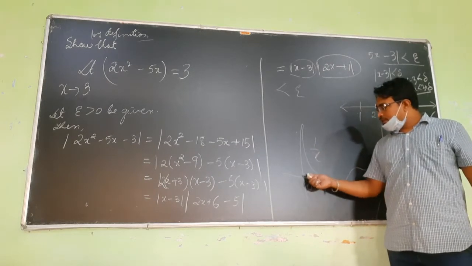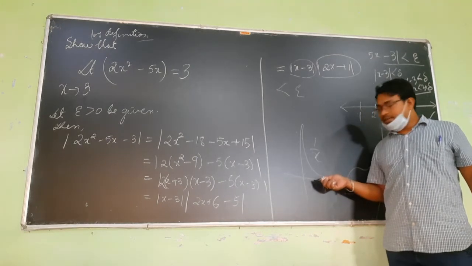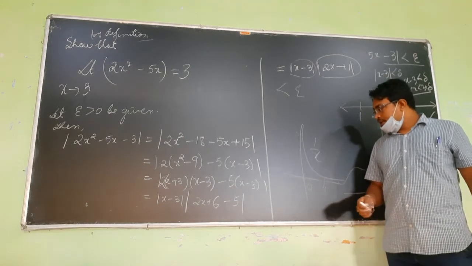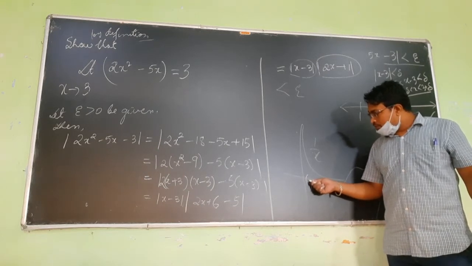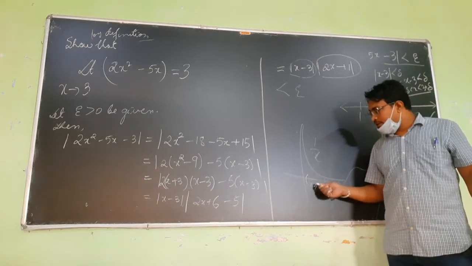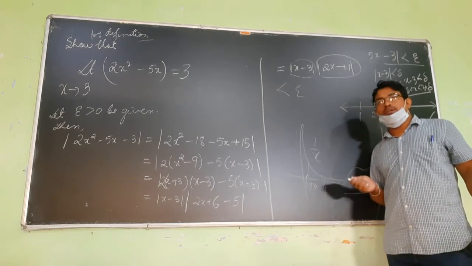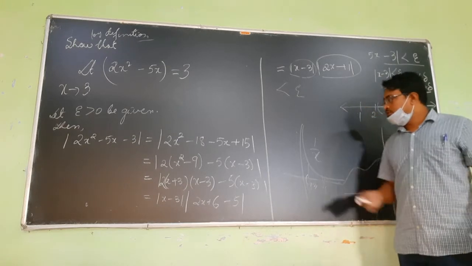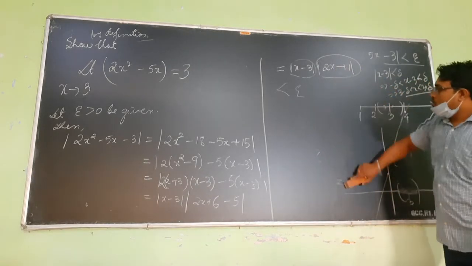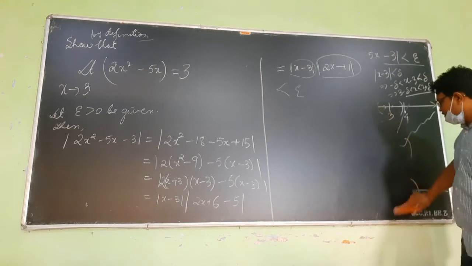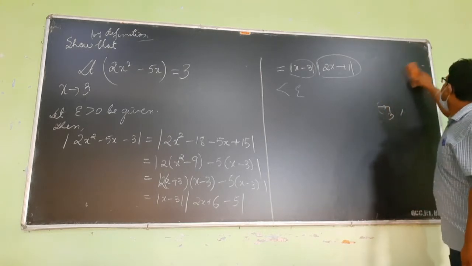1 by x is unbounded in the domain (0, 1). Okay, (0, 1) is unbounded, right? But if I consider something like (1/3, 1), in that case it becomes bounded. Okay, in this part it's bounded. So this is what we have to think. We have to bound this function around some neighborhood of 3. Okay, so how to do it?